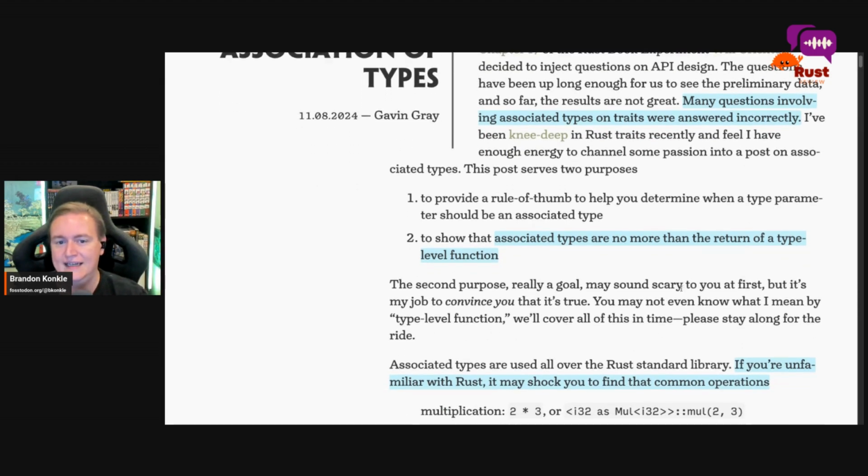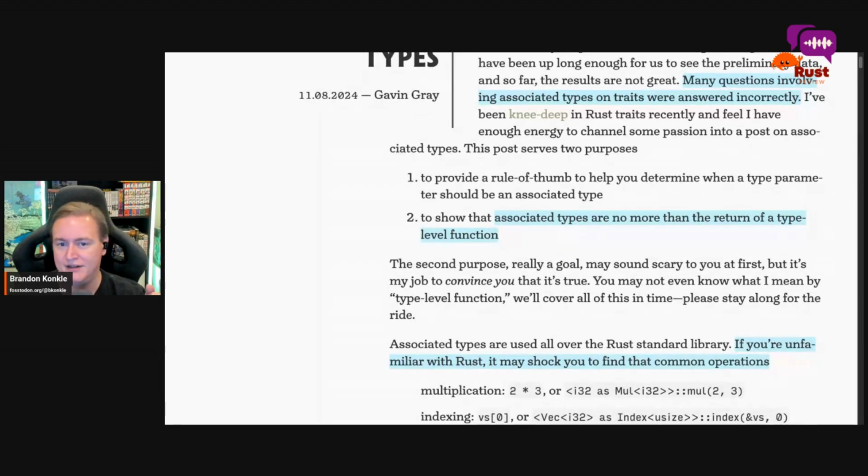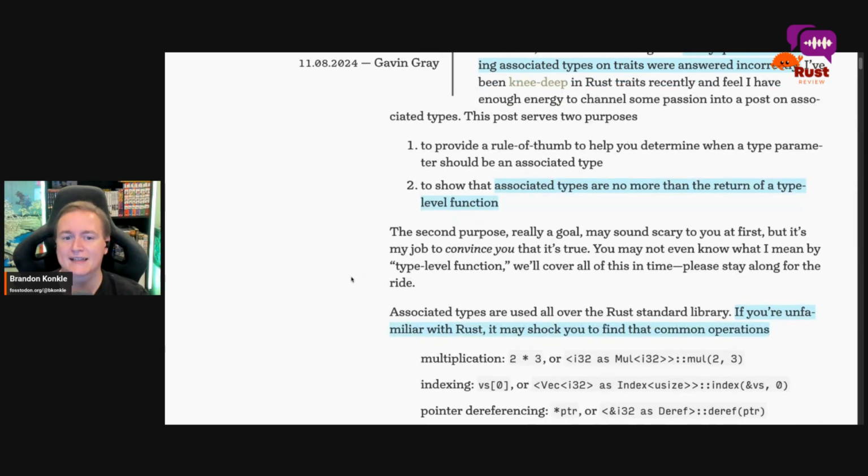And he wants to provide some clarity there and to really push the idea that associated types are no more than the return of a type level function, which might be confusing if you haven't dealt with languages with strong type systems that have type level functionality. Then you might be confused, what is a type level function? But if you've worked in TypeScript and you've done things where you're transforming keys or you're manipulating the data that's carried in the types rather than the actual behavior, the runtime of the language itself, that's kind of the type level functionality, that you can have certain types dependent on other types.